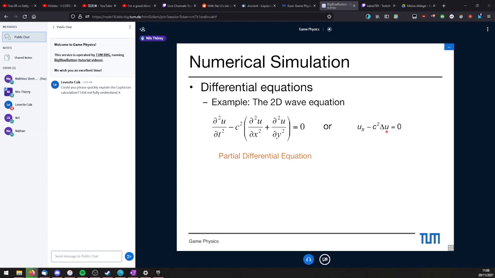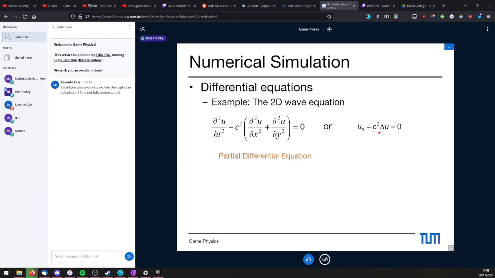Intuitively, this means I accelerate at some point x, y in space, my value of u, depending on how much curved my function is. So if I have a very sharp peak, then I get a large value here, meaning a large acceleration, and then basically my point would start shooting towards a 0 point, accelerating with c squared times the curvature of this u.